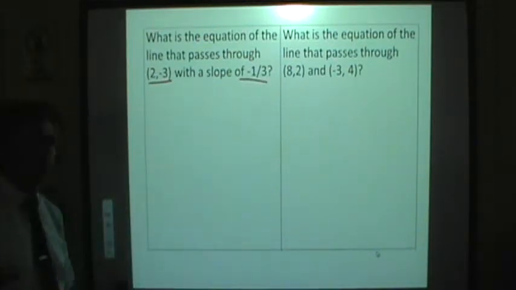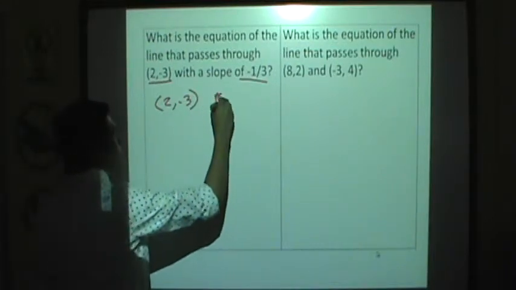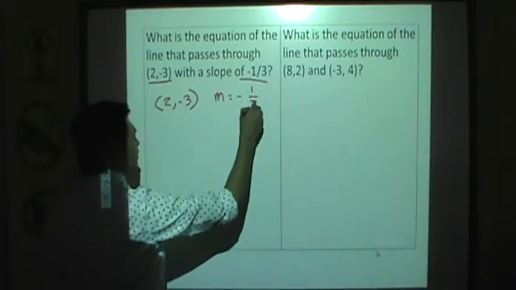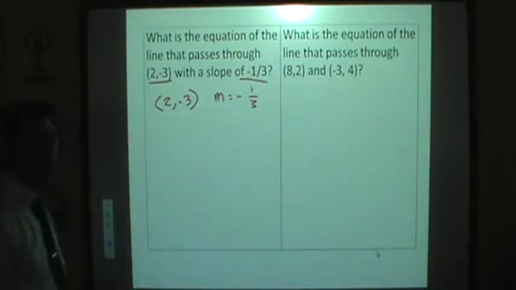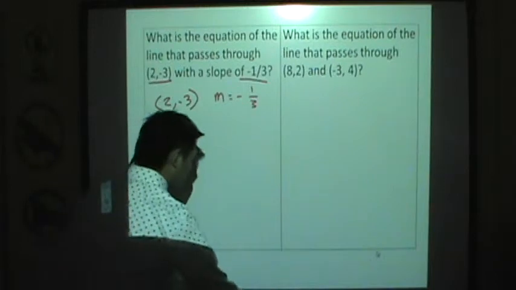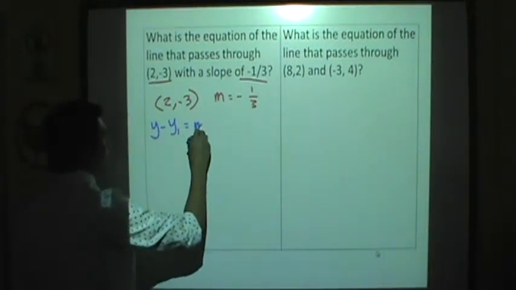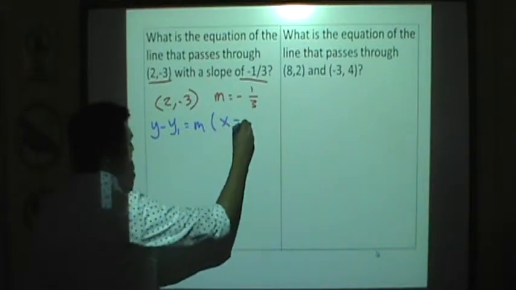Now, because the point is given as -3 and the slope is given as negative 1 over 3, that means we have a point and a slope, so we're using the point-slope form. So y minus y1 equals m times x minus x1.